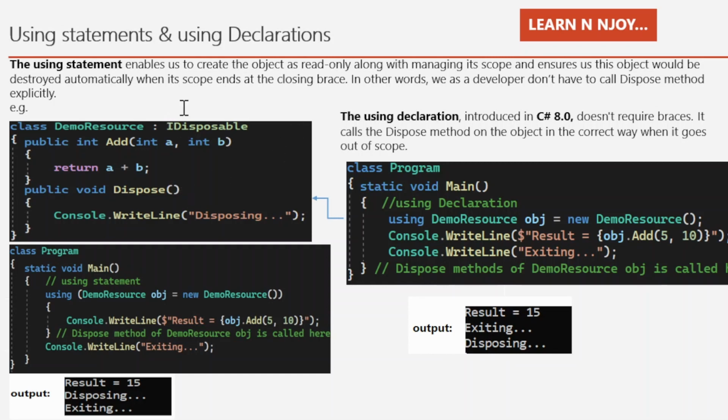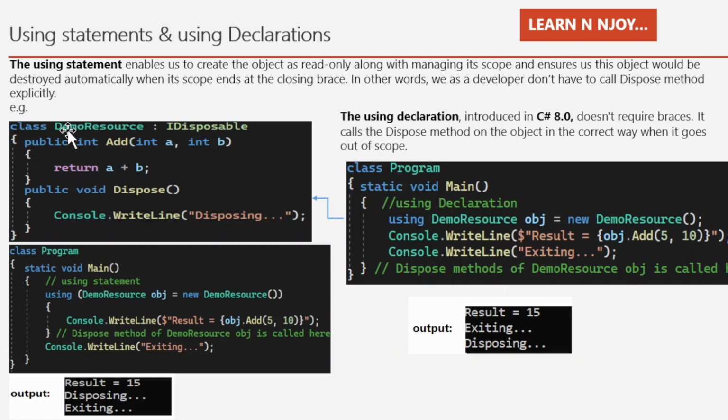Using statement. What does it mean by using statement? The using statement enables us to create the object as read only, along with managing its scope, and ensures this object would be destroyed automatically when its scope ends at the closing brace. In other words, we as developers don't have to call the Dispose method explicitly. The compiler would be taking care of this internally. Let's try to understand it with the help of an example.